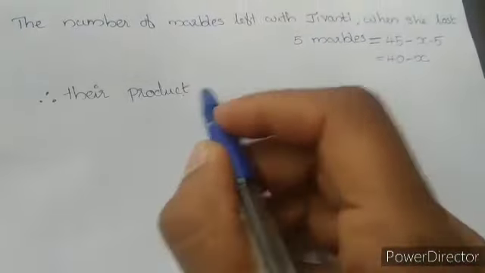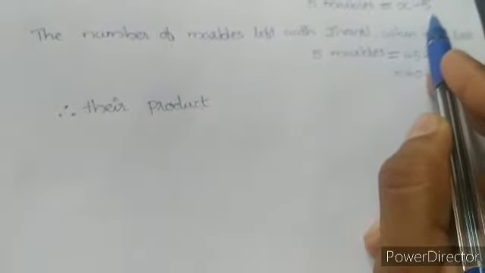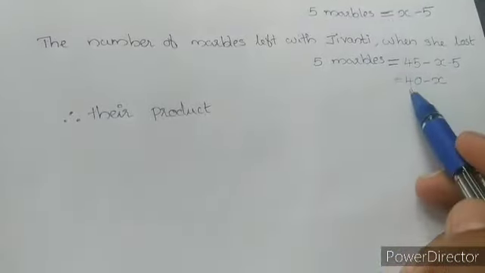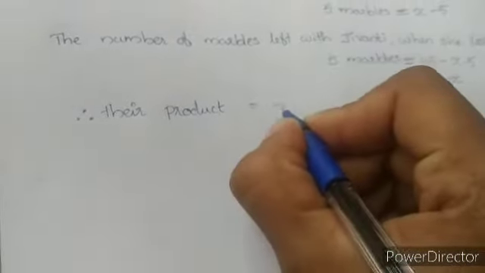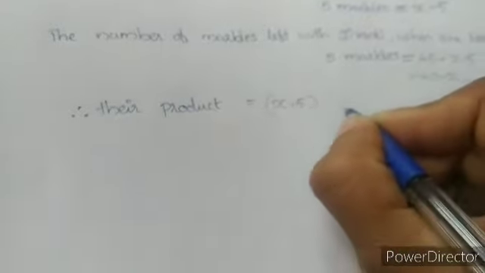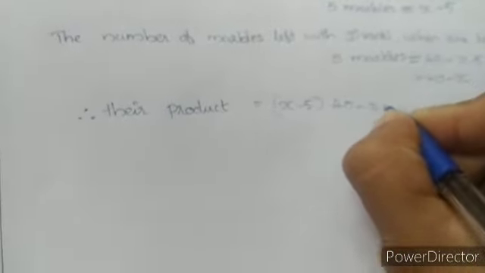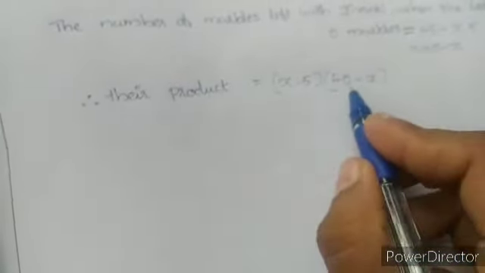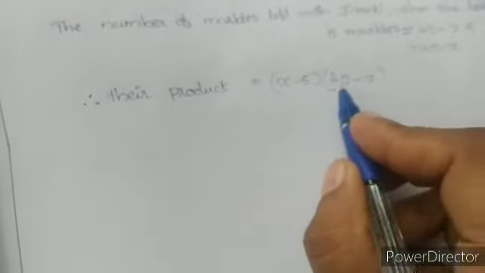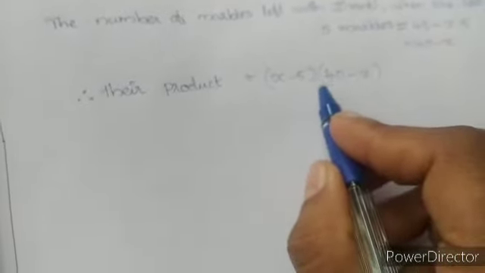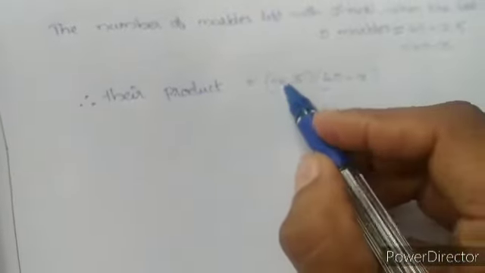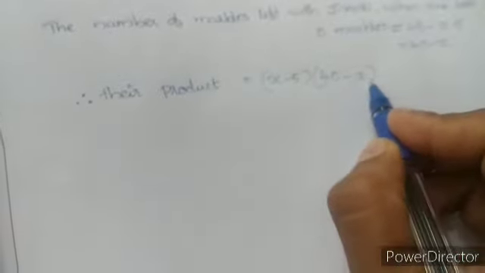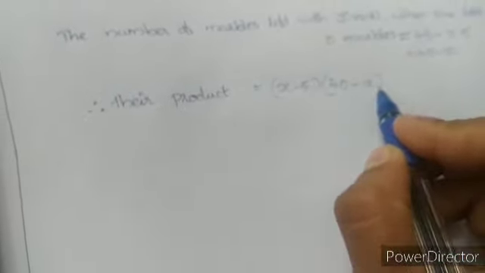Therefore, their product: John has x minus 5 marbles and Jivanti has 40 minus x. Then the product will be x minus 5 into 40 minus x. How can we solve this? Just recall the algebraic expression multiplication concept. Here, multiply x with 40 minus x and 5 with 40 minus x.